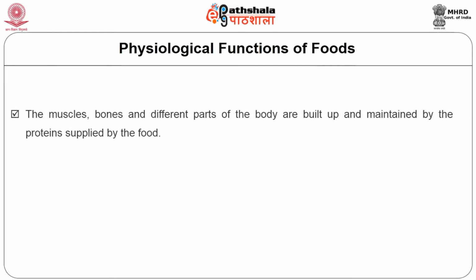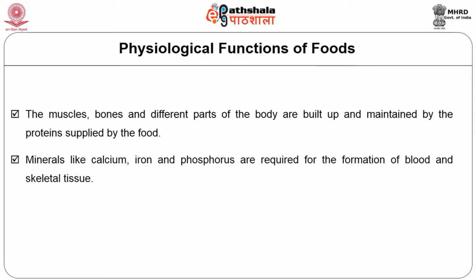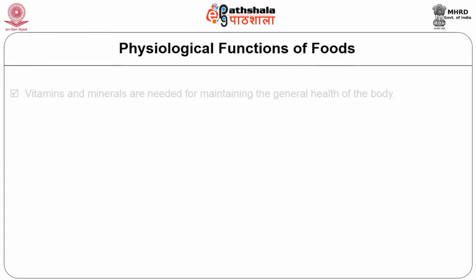The muscles, bones and different parts of the body are built up and maintained by the proteins supplied by the food. Minerals like calcium, iron and phosphorus are required for the formation of blood and skeletal tissues. As you have already seen in the general functions, food protects the body against diseases. Vitamins and minerals are needed for maintaining the general health of the body.